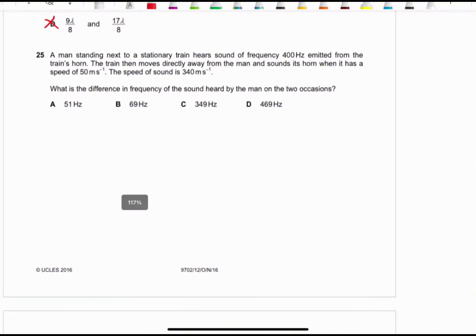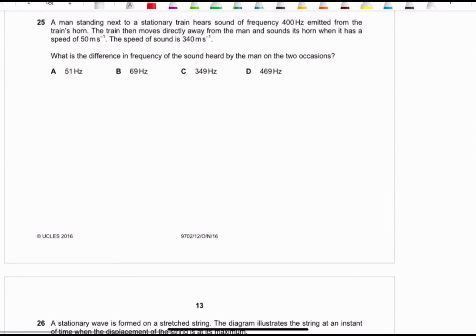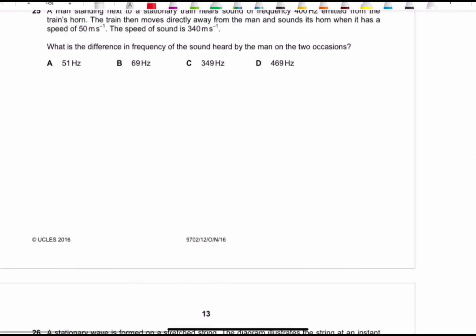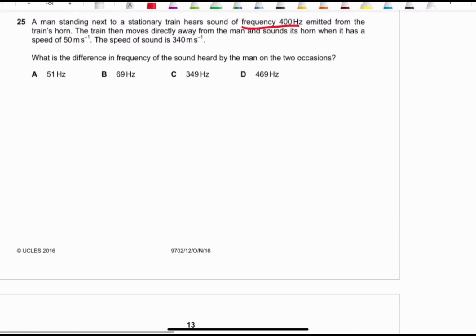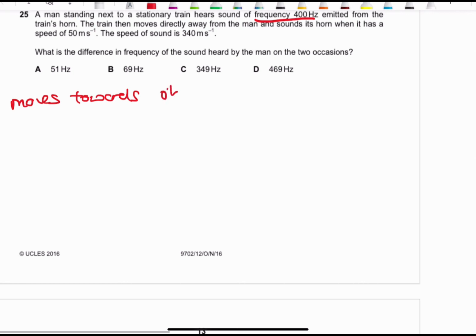Question 25. A man stands next to a stationary train. As you can see, that's the man standing next to that train, which is stationary, and he hears a sound of frequency 400 hertz. So that train emits a sound of frequency 400 hertz. The train then moves directly towards the man. With the Doppler effect, as you move towards the observer, the frequency basically will increase.